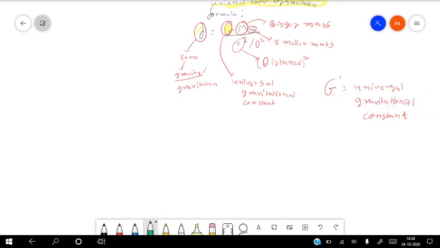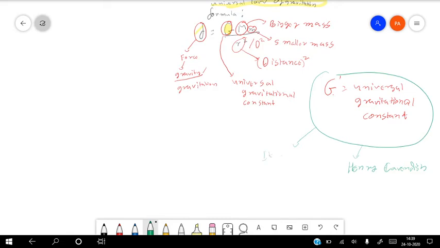Note, the universal gravitational constant wasn't discovered by Newton. It was discovered by an English scientist named Henry Cavendish. Now you may be wondering what this universal gravitational constant is. I'll define the universal gravitational constant.